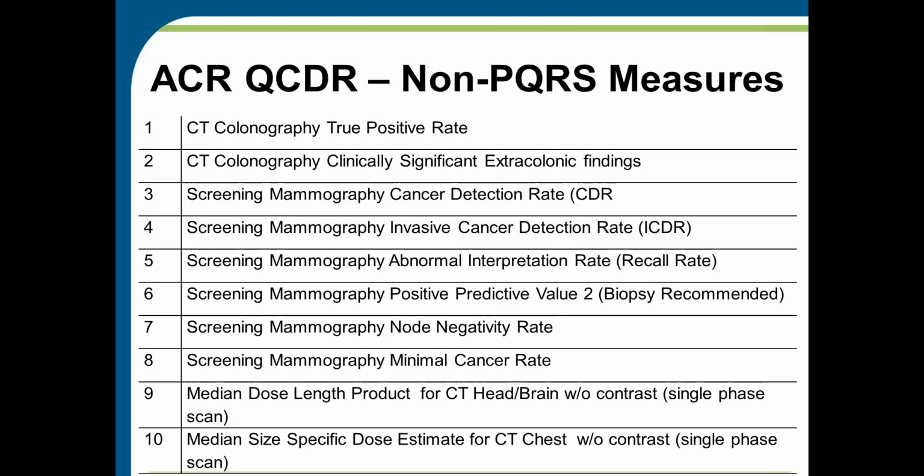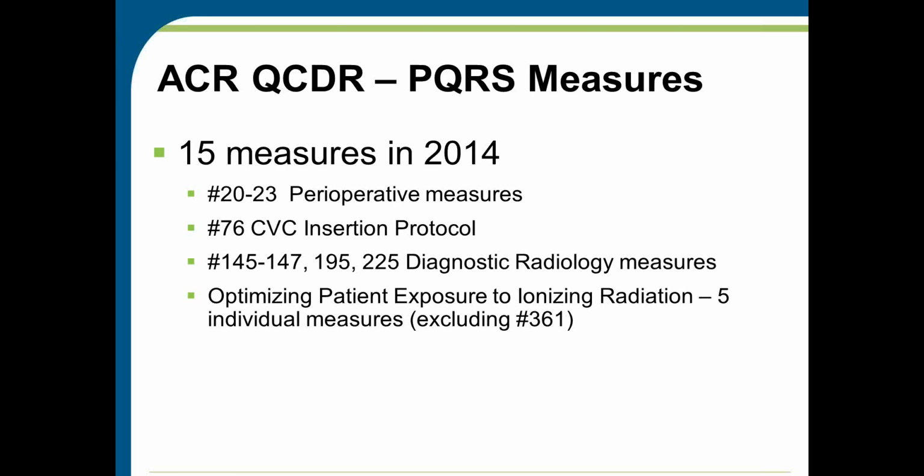And just to look real quickly at the measures available, the non-PQRS measures available through the QCDR. There's a couple from the CT colonography, 6 from the mammography database, 6 from the Dose Index Registry, and 5 from GRID, and 1 from the IV Contrast Extravasation. The PQRS measures that the QCDR supports are shown here, 15 of those.